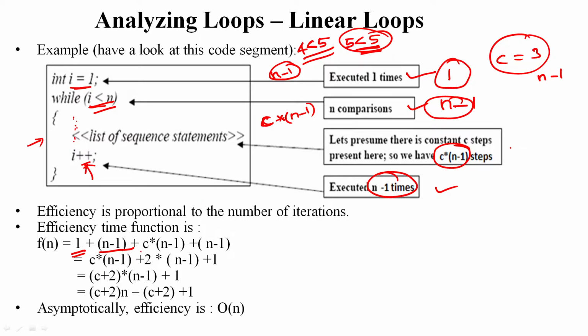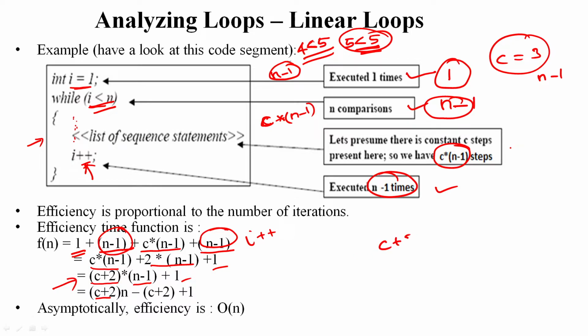Then c number of statements are executed n minus 1 times, then the increment i plus plus is executed n minus 1 times. So when you substitute these values, you get c into n minus 1, this n minus 1 and this n minus 1, that is 2 times n minus 1, then plus 1. Finally you get constant c plus 2 into n minus 1 plus 1.